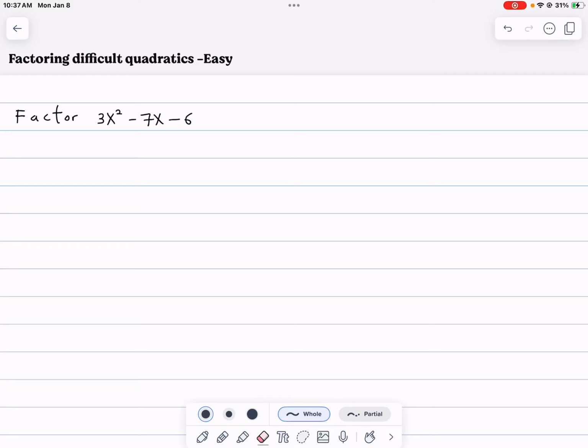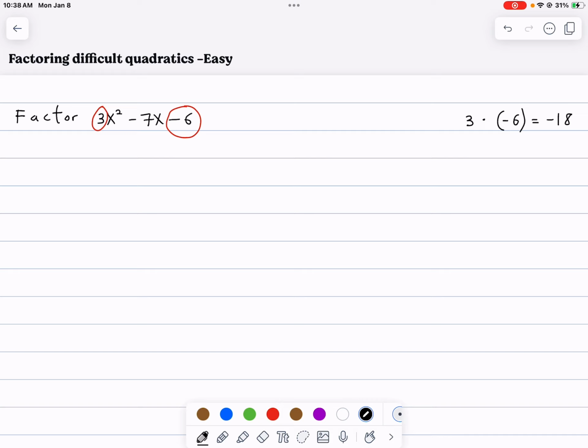Hello friends, let's factor 3x squared minus 7x minus 6. If you have an expression like this, the way you factor it is you multiply the coefficients of the x squared term, that is the number in the front of x squared, which is 3, and the constant term, which is negative 6, that is the term in the expression without an x, basically. So you multiply these two numbers together, that is 3 times negative 6, and this gives what? Negative 18.